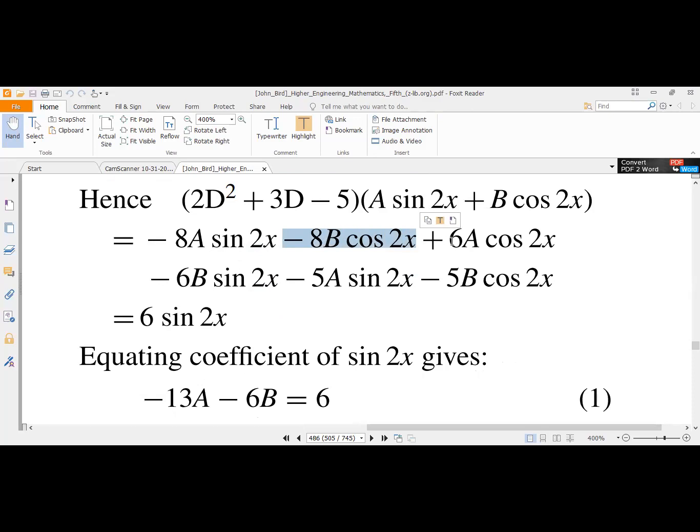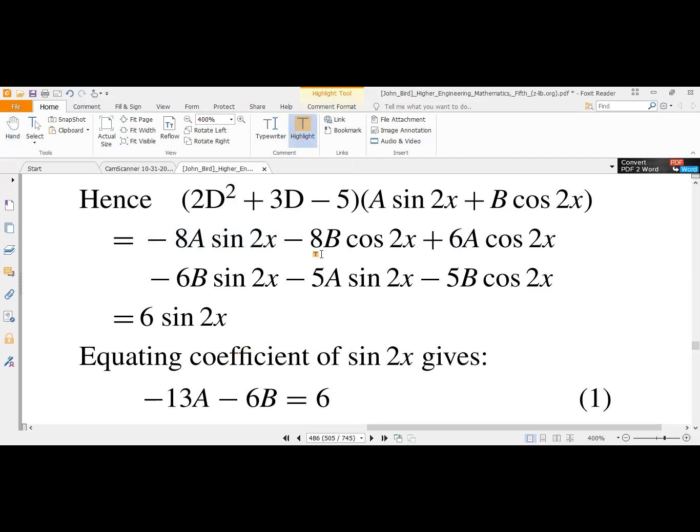Then I will come back again. Then I will pick 6a. No, I can't pick 6a. Then I will pick minus 6. I can't pick this one. Then I'll come and pick minus 5a. Are we together now? So look at it. Minus 8a. Then minus 5a. Let me highlight this. That will be minus 13a sine 2x.